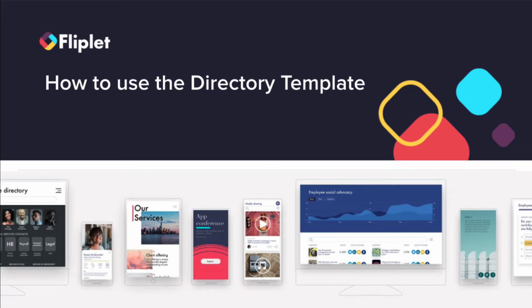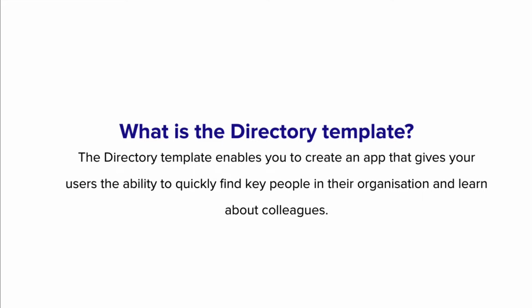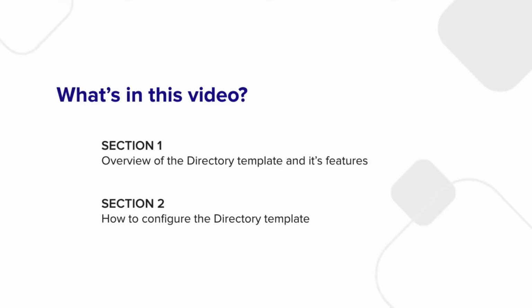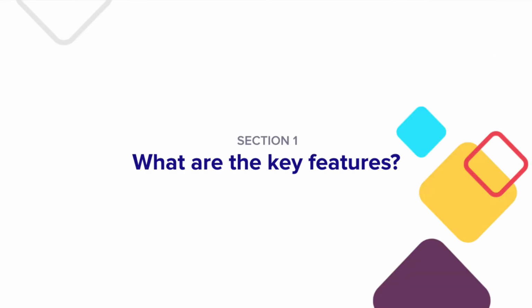In this video, we'll take a look at the directory template and how to use it. The directory template enables you to create an app that gives your users the ability to quickly find key people in their organisation and learn about colleagues. In this video, we'll take a look at an overview of the directory template and its features, and in section 2, we'll take a look at how to configure the directory template.